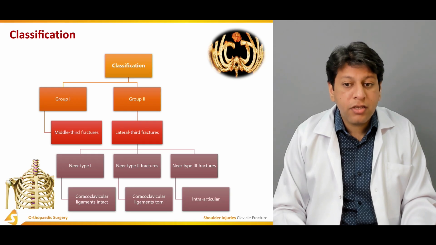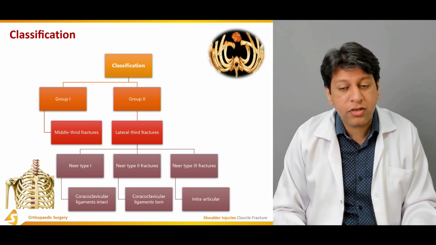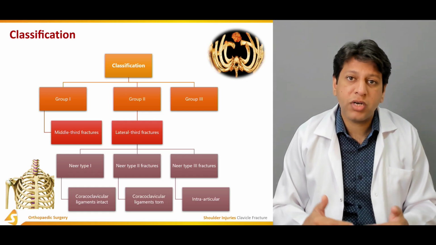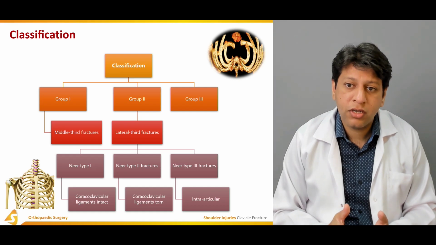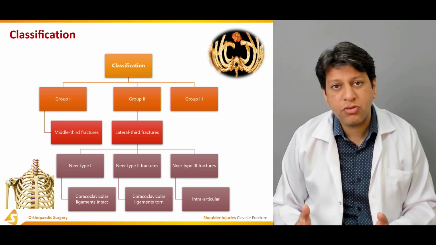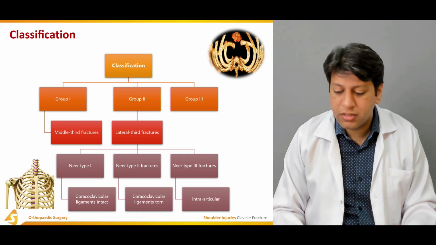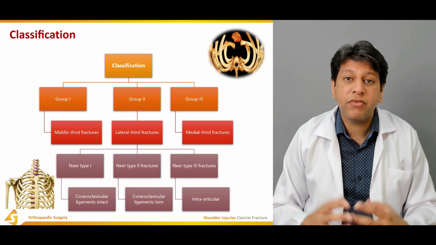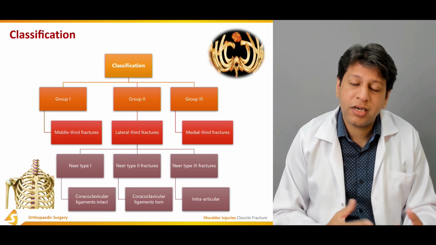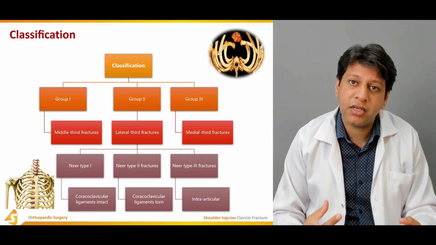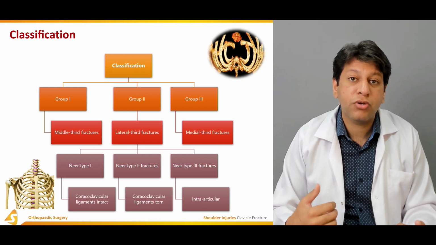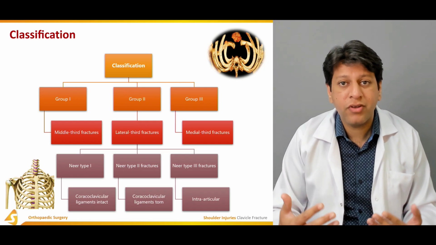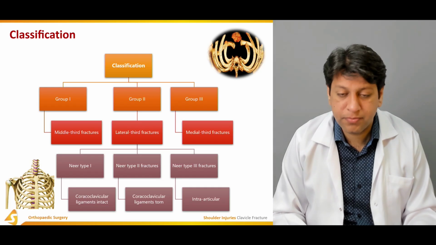In type 3, there is intra-articular extension of the fracture, and that actually precludes to surgery at times as well. Sometimes the ligaments are not torn, but the fracture is medial to these ligaments. That puts them into the medial third fractures. Medial third fracture means the ligaments are intact, the lateral portion is intact, but the medial part is free, and there is the sternocleidomastoid attached on the top, which is going to pull the fragment upward. So that becomes a relative indication for surgery as well.